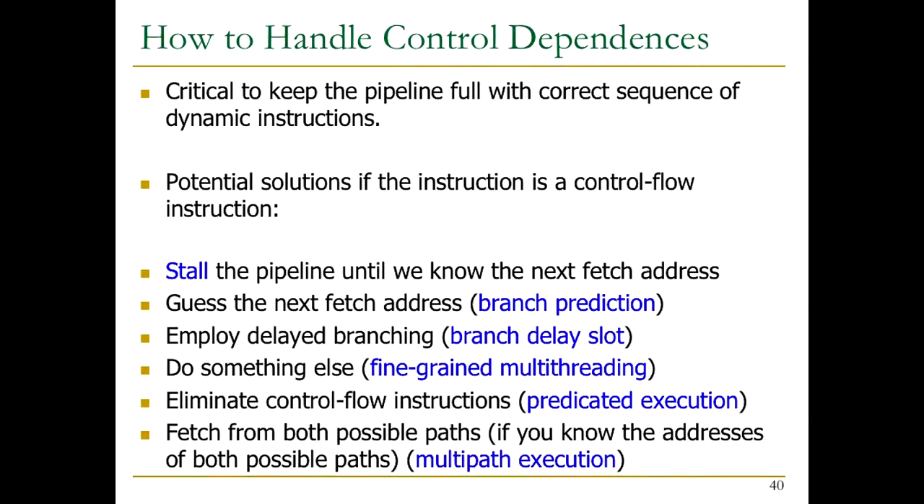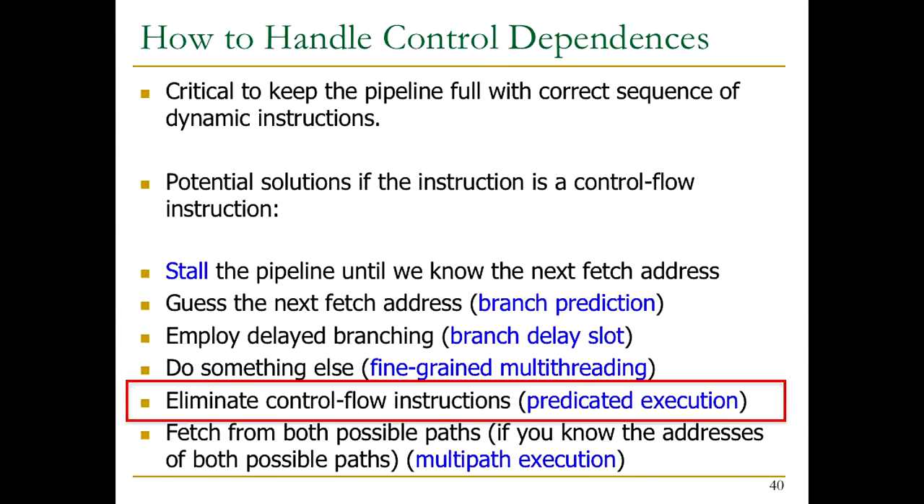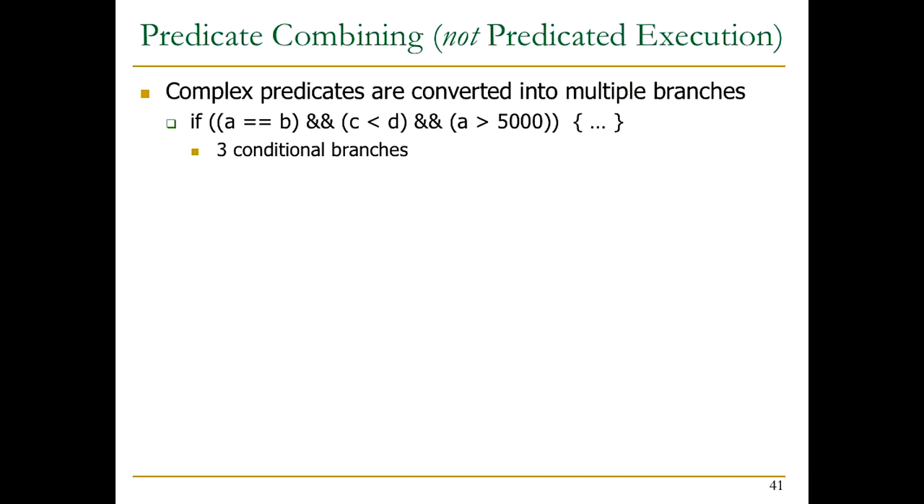Okay, let's continue handling control dependencies. We're almost at the end. So we'll cover another thing that's been fascinating to many people also, and it's also used in modern processors in some shape or form, and that's called predicated execution. And the idea is to get rid of branches, basically, get rid of control flow instructions. But before that, I will talk about predicate combining, which is not the same thing as predicated execution. This is an idea at a higher level, at the software level.